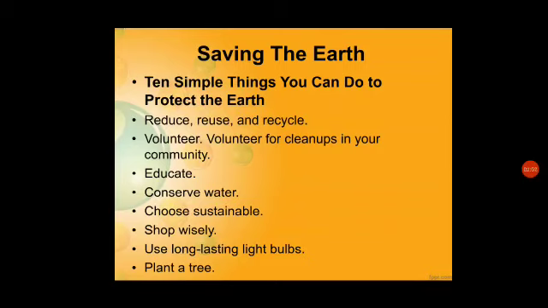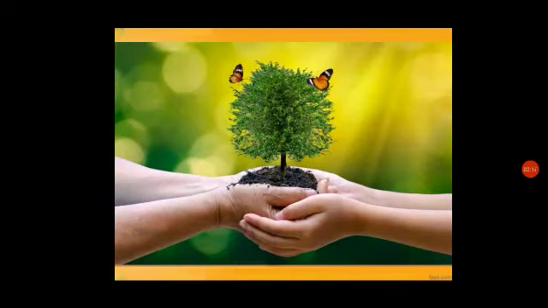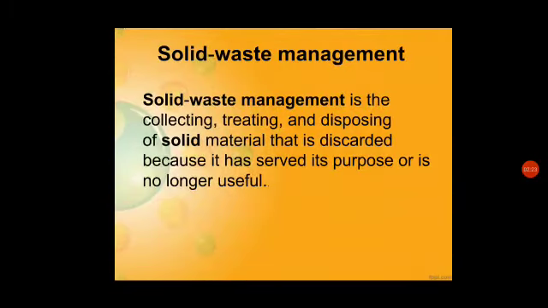Use long lasting light bulbs, as light bulbs can also emit some types of gas into the environment, so you should use long lasting light bulbs, or you should plant a tree. This is very important. Here you can see a symbolic picture. To save the earth, we have to plant trees. In this way, we can save the earth.